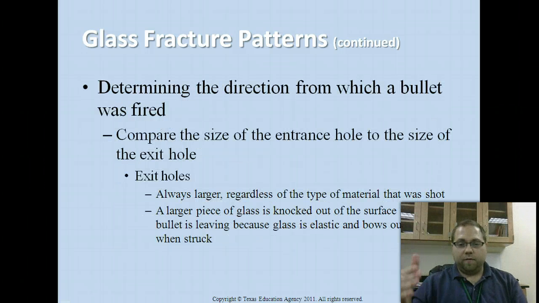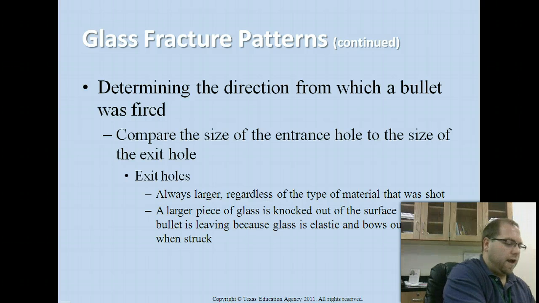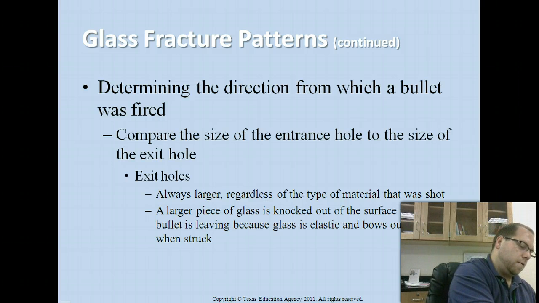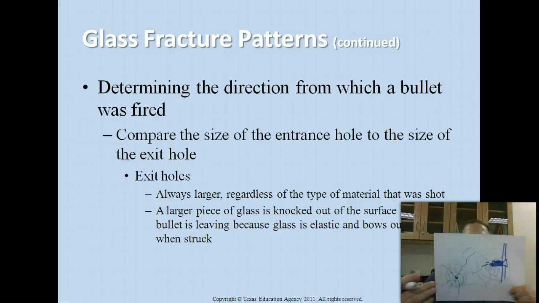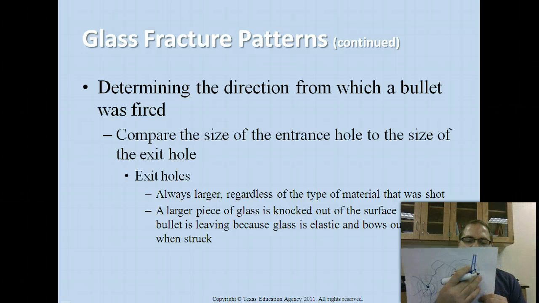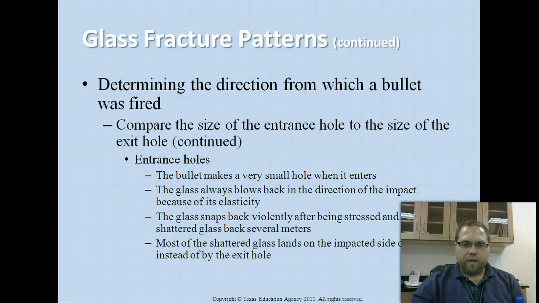Now, determining the direction a bullet was fired, the larger side of a hole, like through glass, is always on the exit side. I don't think I'm going to be able to draw this well. When you have a bullet going through a pane of glass, it pushes out this kind of pyramid shape, this cork-shaped piece of glass. So the exit point is always a larger hole than the entry point, because it pushes out this large piece. So that's one way you can tell: you can compare the size of the entry hole to the size of the exit hole.